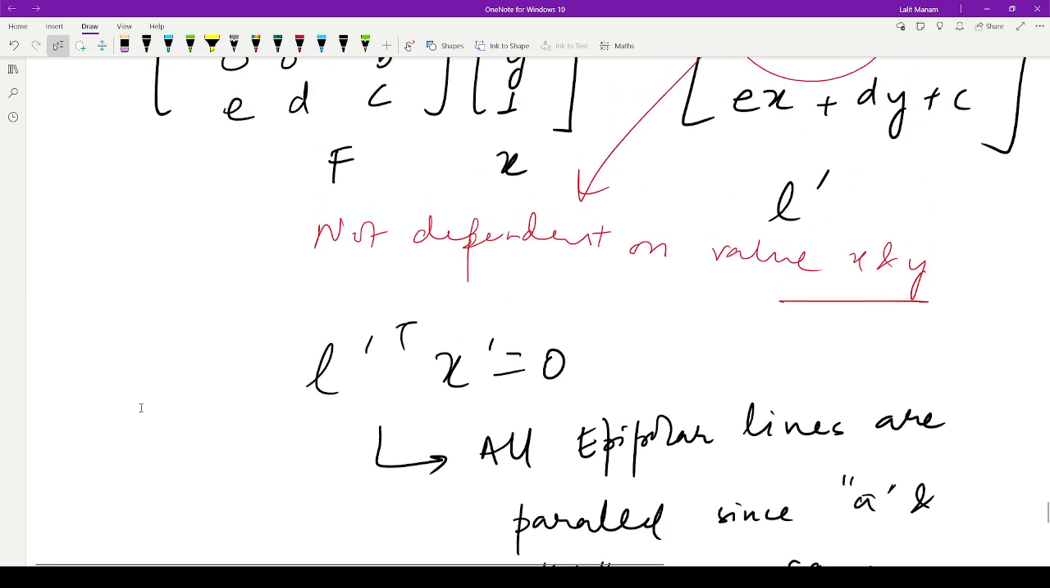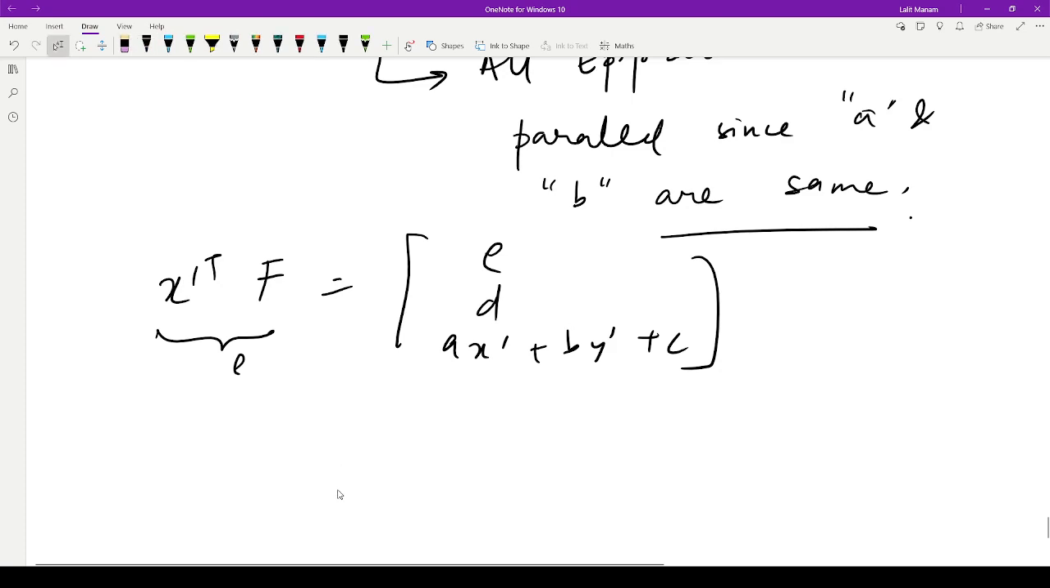Given that they are parallel, what can you say? Where do they intersect?